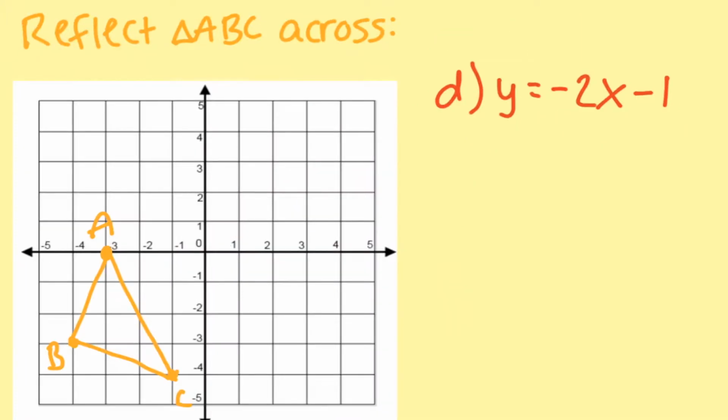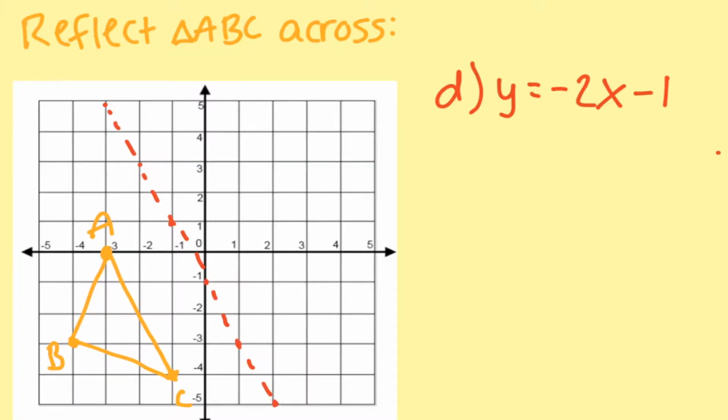Now we're going to look at a harder example. So let's draw that line of reflection. We have -1 as the y-intercept, and the slope is -2, so it's going to go down 2 over 1, down 2 over 1, to there. And we can also continue it in the other direction, and so this is going to be our line of reflection.